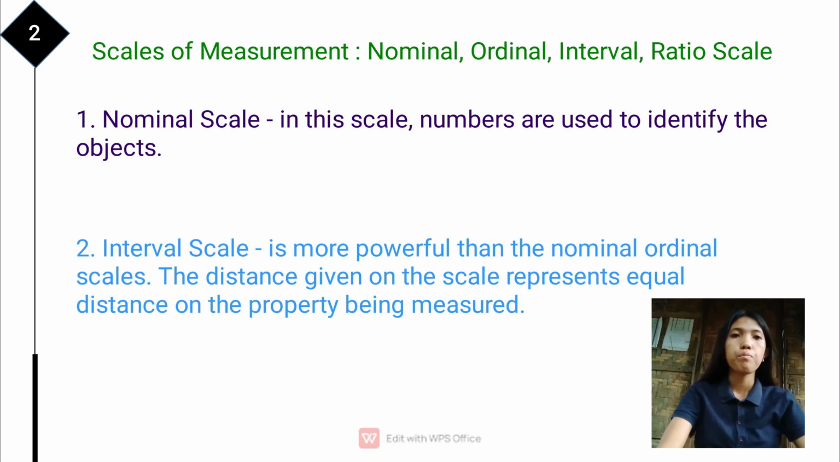Next is the interval scale, which is more powerful than the nominal scale. The distances given on the scale represent equal distances on the property being measured. We have an example. How many hours do you spend on class assignments every day? For example, 30 minutes to 1 hour, 1 hour to 1.5 hours, 1.5 hours. In that question, we can compute the range, mean, and median.